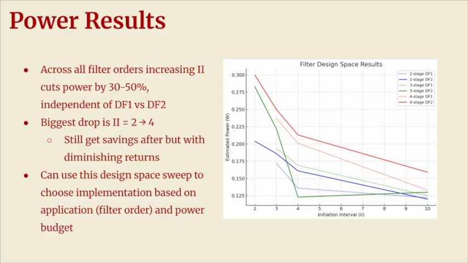Across all filter orders, increasing the initiation interval did cut power, with both implementations of the filter. The biggest drop was going from initiation interval of 2 to 4, and after that you'll still get a decrease in power, but not as significant a drop as going from 2 to 4. And so this kind of design space sweep would be pretty valuable if you wanted to choose an implementation on a tight power budget, or if your application needs a certain amount of attenuation. So you could compare the different stages, indicating a different order of the filter and different attenuation. So overall, this design space sweep would be pretty helpful in choosing an implementation.